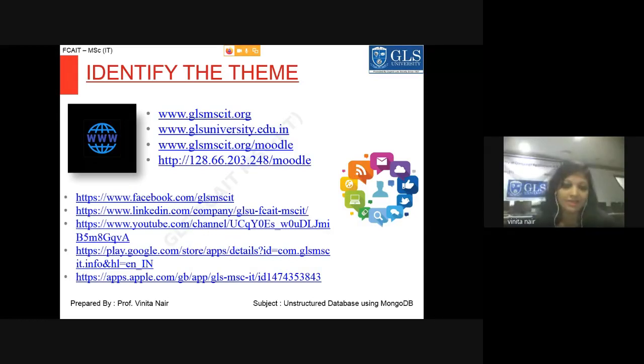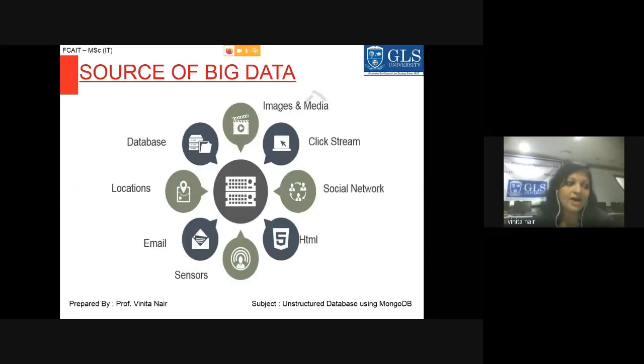So you can see there are various pathways to reach our department. In the same way, big data also has different sources to reach the destination. Now, what are the different sources of big data? We have covered the first thing, what big data is about.